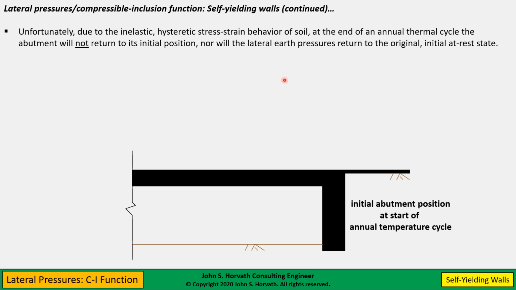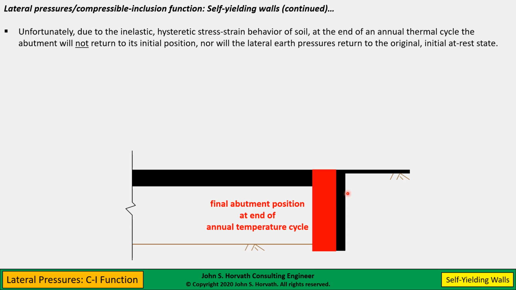Well, unfortunately, as we know, the stress-strain behavior of soil is inelastic and hysteretic, meaning we get these hysteresis loops of loading and unloading and reloading. So at the end of an annual thermal cycle, we saw how in the summer the abutment gets jacked into the soil and in the winter it gets pulled away from it. So at the end of one annual thermal cycle, the problem is the abutment will never return to its initial position. And that's because in the winter the soil has slumped down.